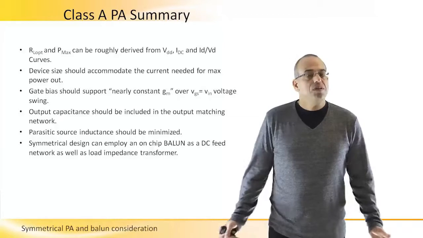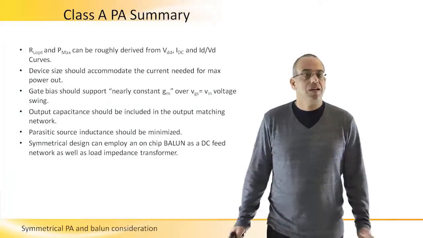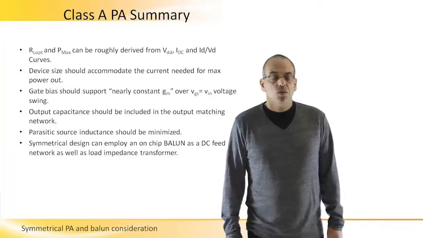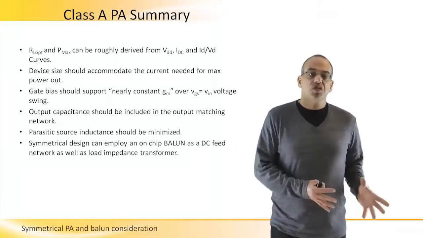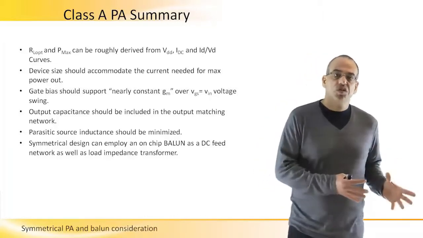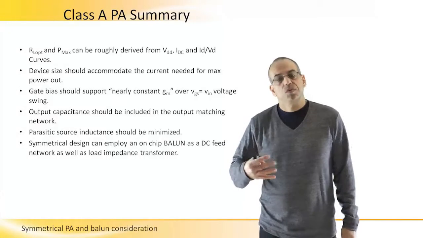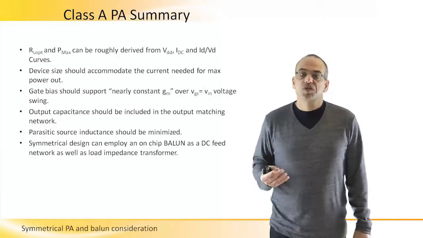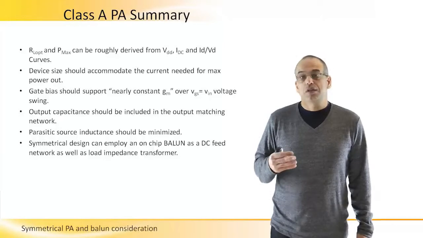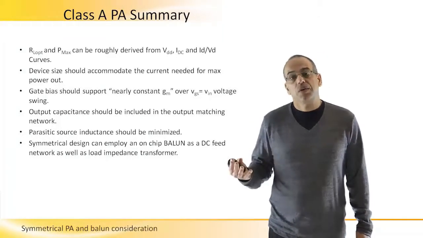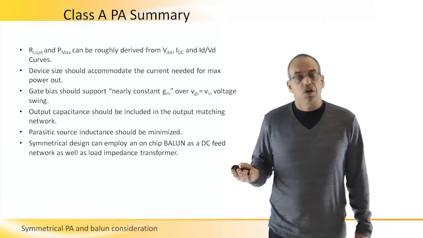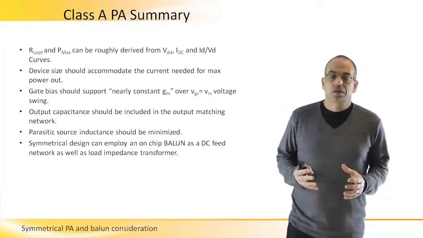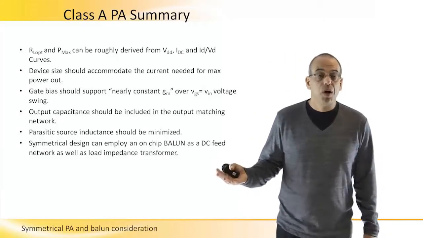So far we have covered many aspects of PA design, and we are now summarizing what we have learned in the previous sessions. We know that there's an optimal resistance where the transistor or the power amplifier can deliver maximum power to the load. This optimal resistance is derived from the VDD, the DC current, and the IDVD curves of the transistor. Also, the device size must accommodate the current needed for delivering maximum output power.